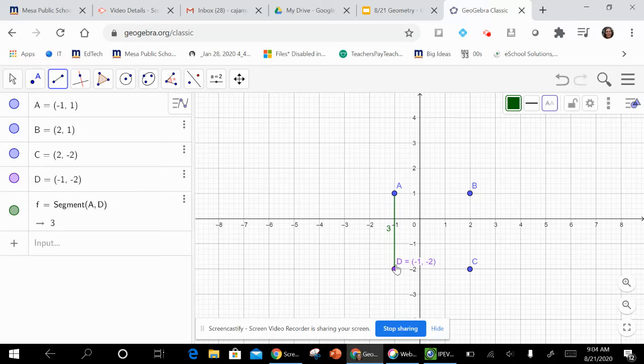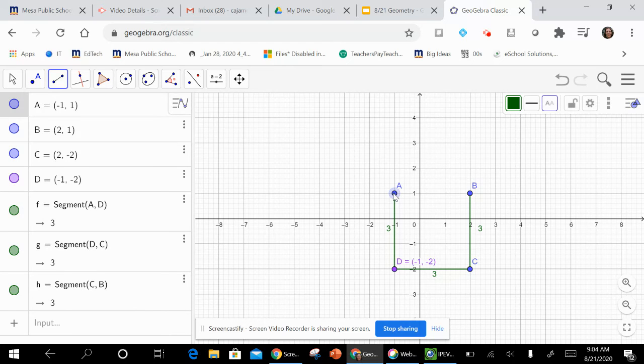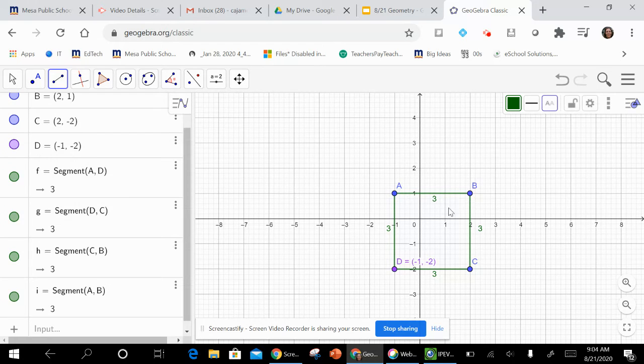Okay, it gave us our value for that one is 3, and then D to C is also 3. Click on it again, C to B. So click on that, everybody, as you're doing those numbers, and then A to B. So I click on A and drag it over to B. Okay, so it gives you all that. So we know that's a square because all the sides are 3.